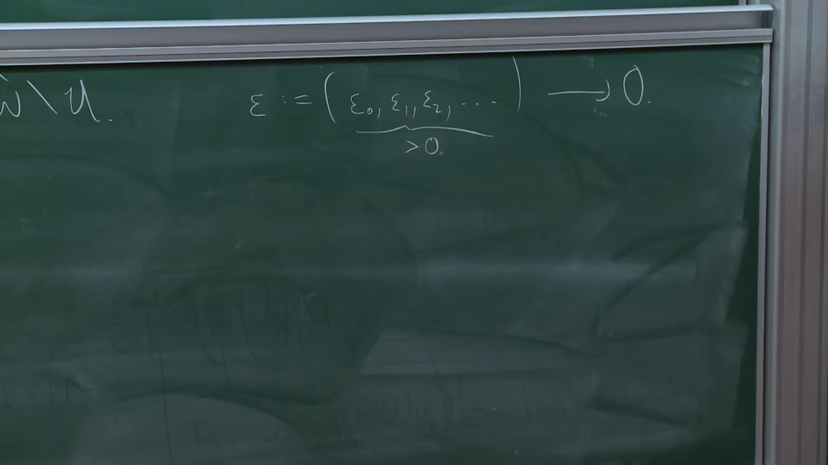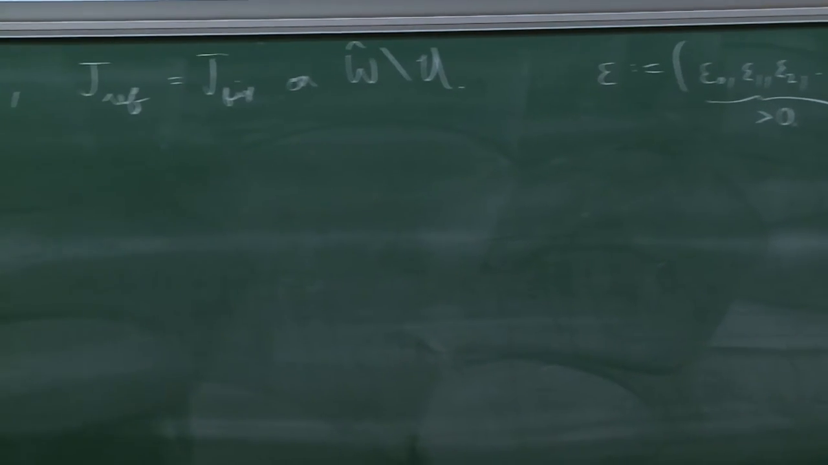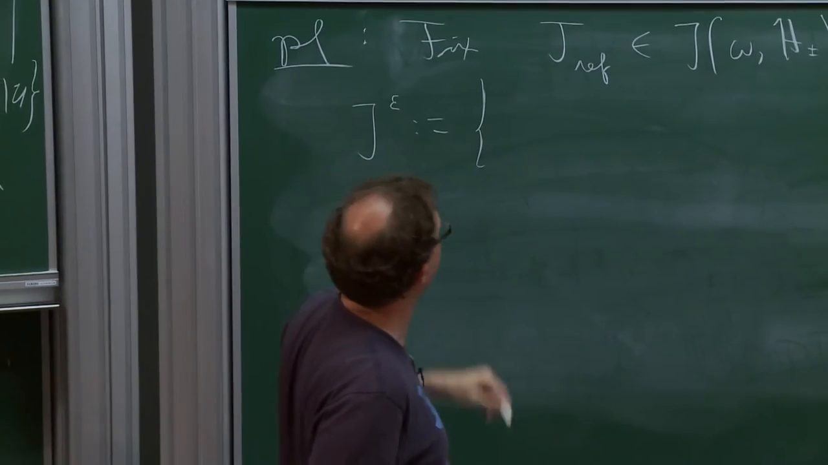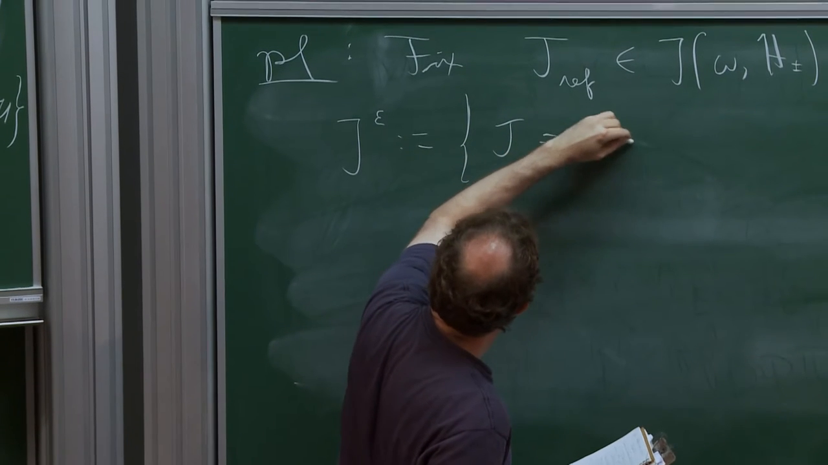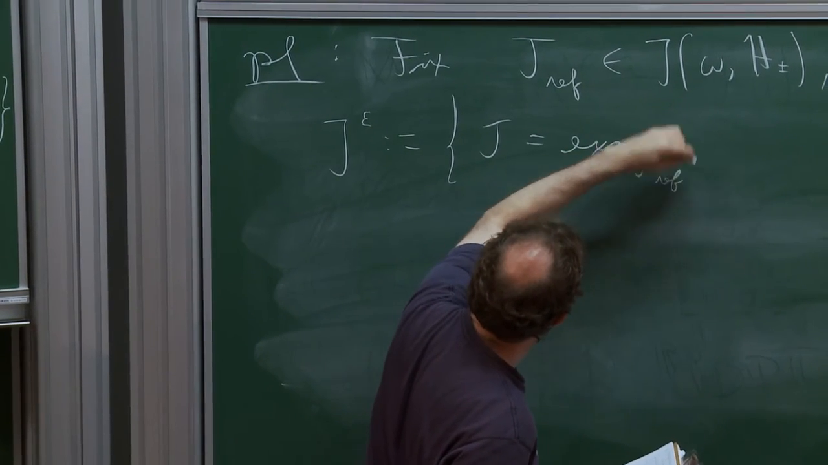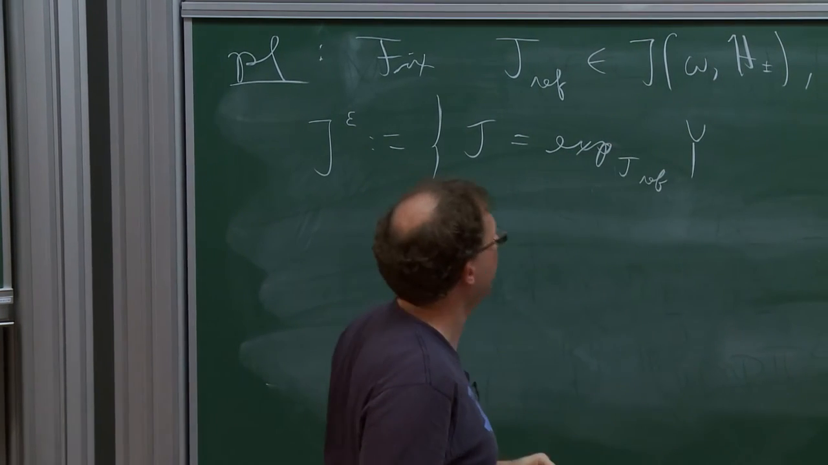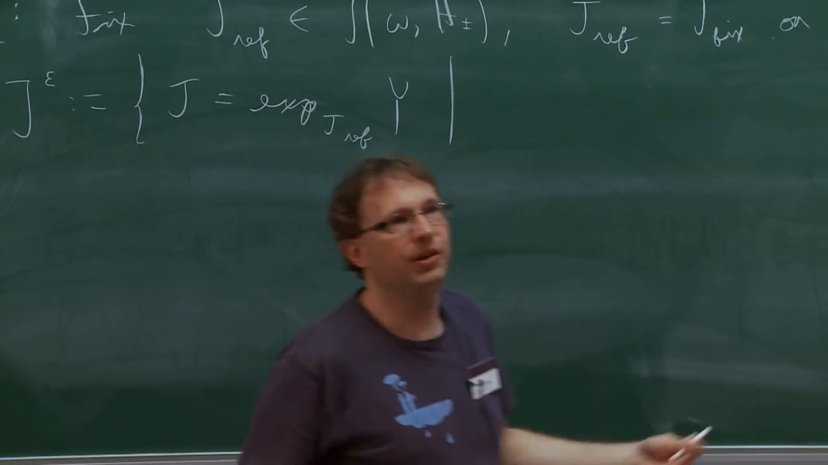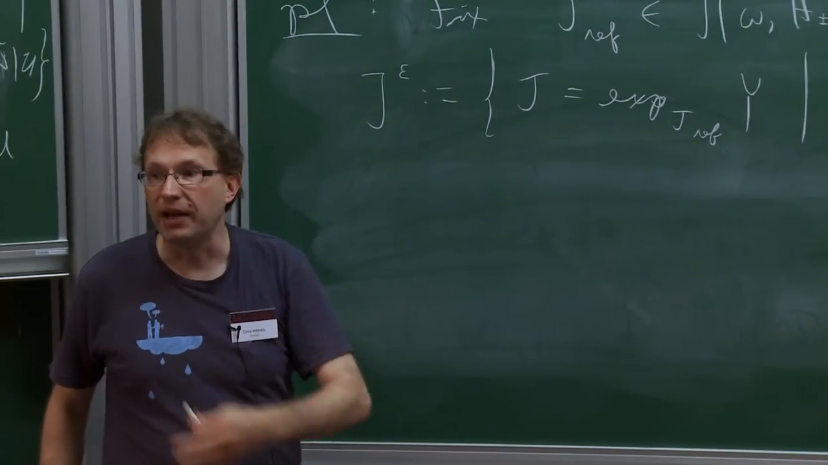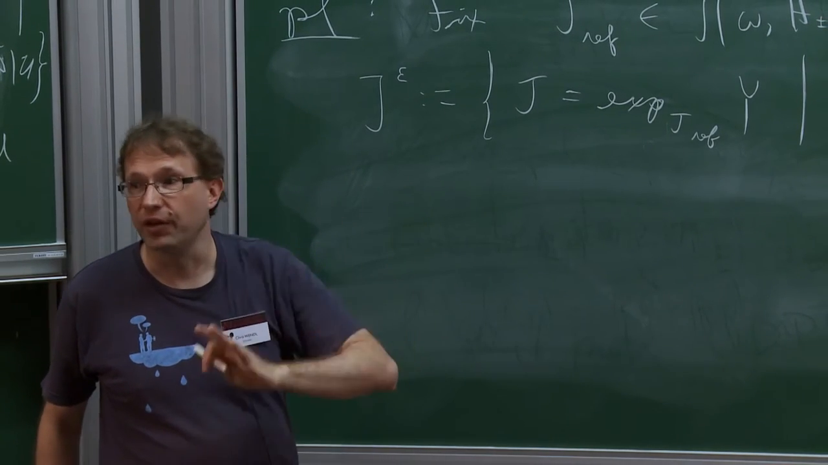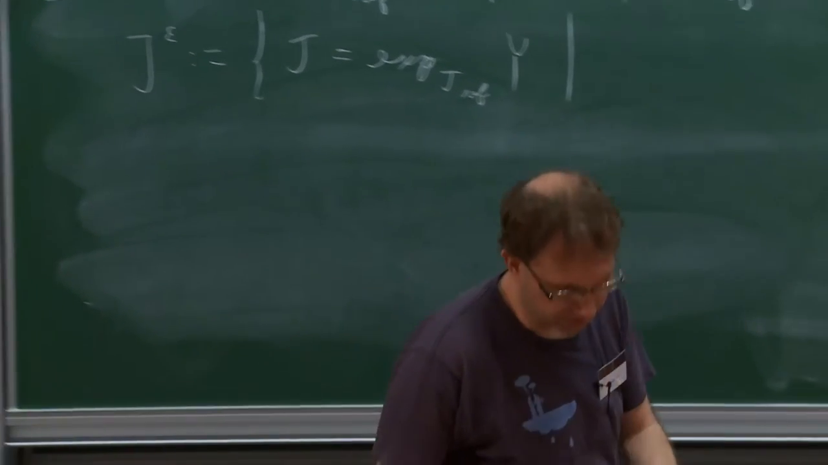And then define J epsilon to be the space of all J's of the form exp along J ref of some Y. So I'm taking exp, imagine exp to be the exponential map on the manifold of complex structures on each tangent space. That's something you can define however you like. It is a manifold, so that's fine.